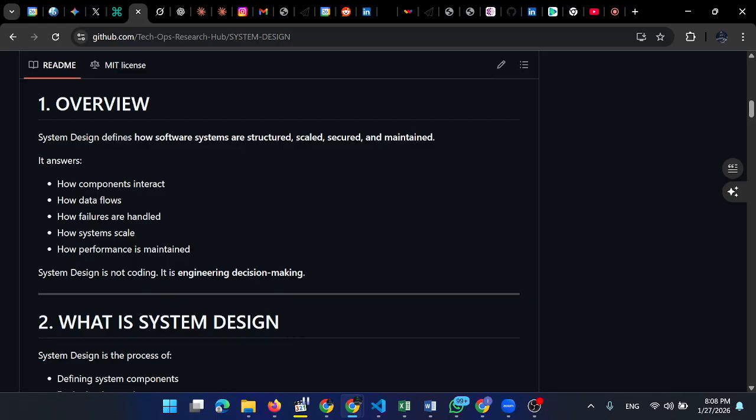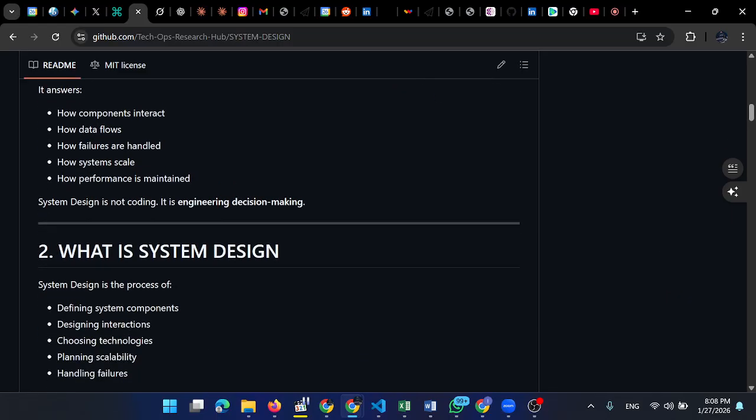System design is not coding, for those who are interested to know. This is not about coding. It is about engineering decision making. It's all about you sitting down and asking yourself very critical questions and trying to engineer that. That is why we call it system design. You have to really sit down and think it through. For example, before you build a house, you have to design it, right? And that is where architectural design comes in.